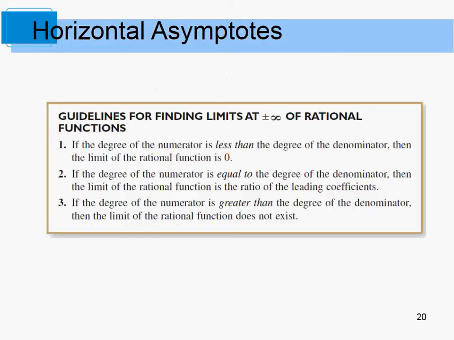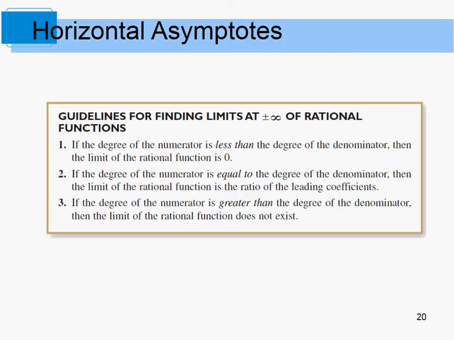All right, so here we're going to find, these are the guidelines for finding the limits at infinity and negative infinity. One, if the degree of the numerator is less than the degree of the denominator, then the limit is zero. That's the exact same thing as the horizontal asymptote. If the degree of the numerator is less than the degree of the denominator, you get a horizontal asymptote at y equals 0. If the degree of the numerator is equal to the degree of the denominator, then the limit of the rational function is the ratio of those leading coefficients. That's what we just did. And this is the same as with horizontal asymptotes. If the degree is equal, then you just take those ratios, and y equals that number is your horizontal asymptote.